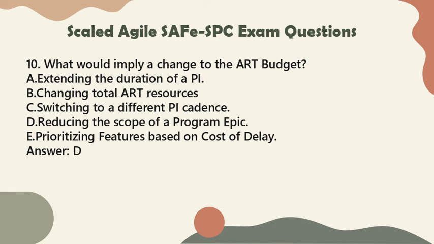D. Reducing the scope of a program epic. E. Prioritizing features based on cost of delay. Answer: D.